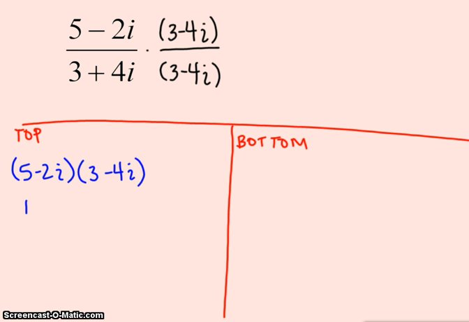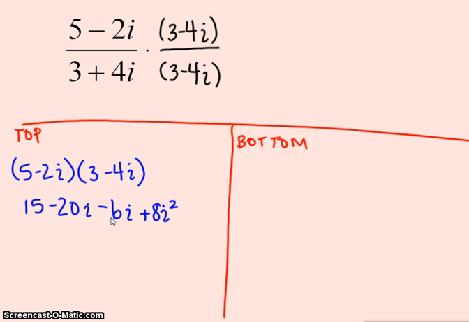Alright, 5 times 3 is 15. 5 times negative 4i is negative 20i. Negative 2i times 3 is negative 6i. Negative 2i times negative 4i is plus 8i squared.